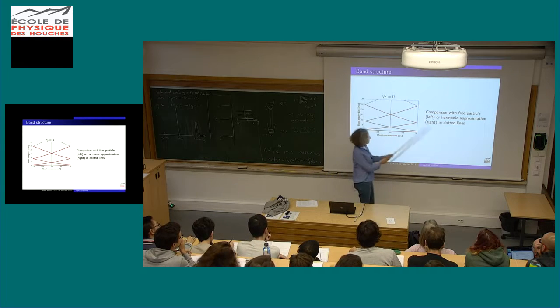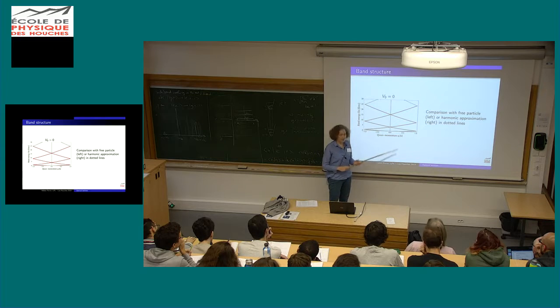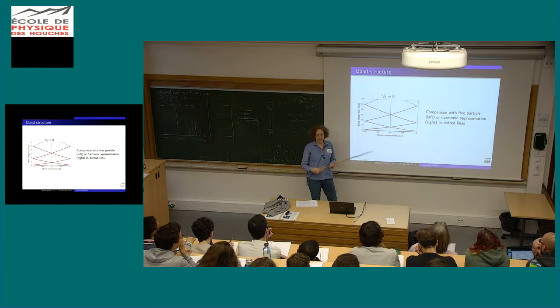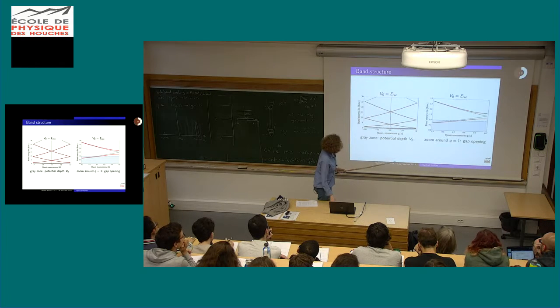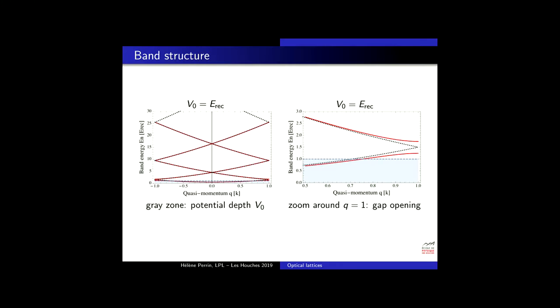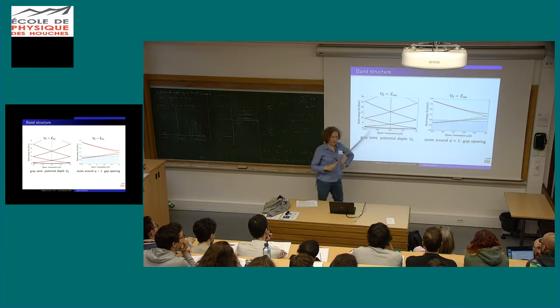And on the right part of the slide, when it is relevant, for the moment it is not, I will compare the band structure with the harmonic potential, which is relevant for deep lattices. So for 0 potential, they agree, of course, with the free particle. So for the moment, it's an exception. It's just a zoom. And now I take a depth of the lattice which is just the recoil.